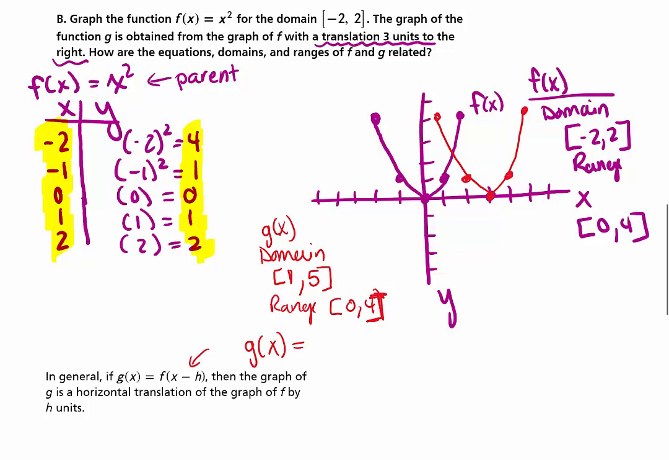So g of x is equal to x minus 3 squared. Now you might be looking at that saying, what is she talking about? Because we added 3 to the actual graph, correct? Let's do a test point.